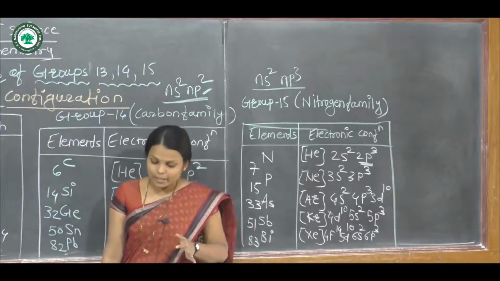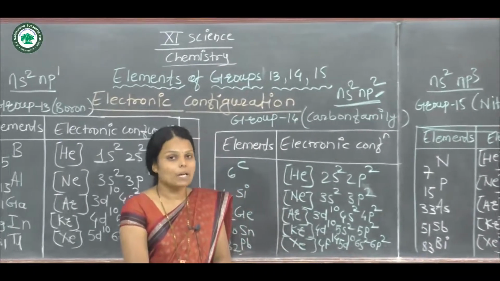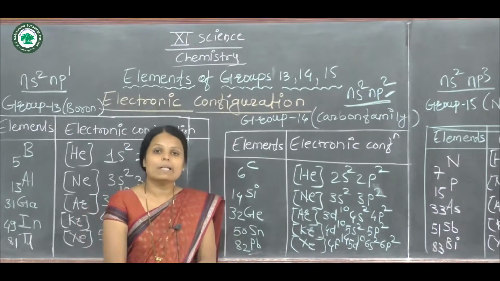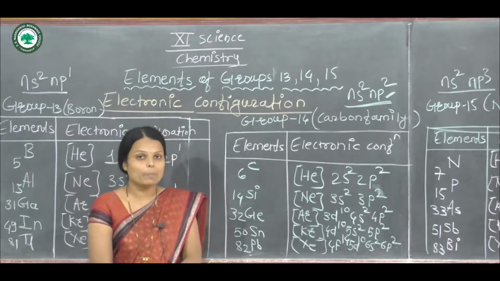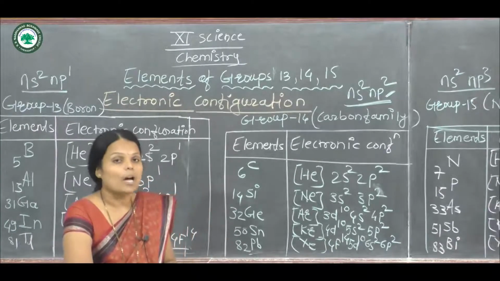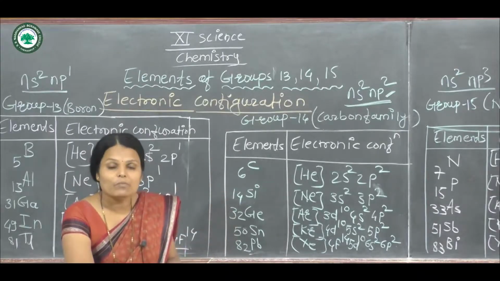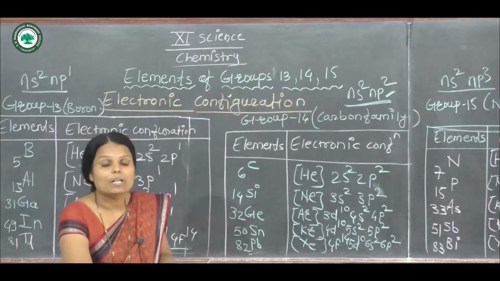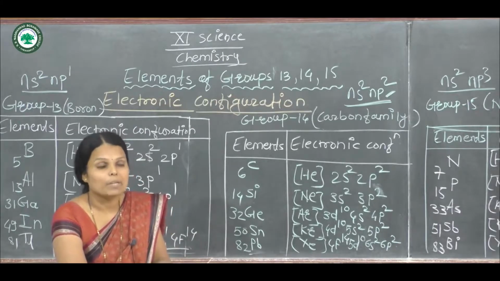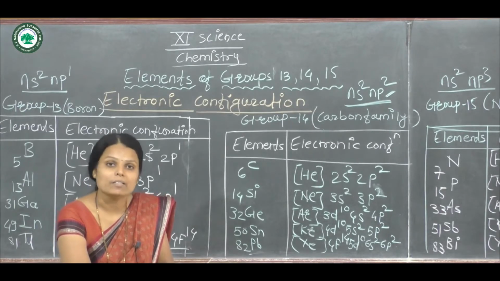Now the electronic configurations of groups 13, 14 and 15 are completed. In this chapter we also discussed the introduction of groups 13, 14, 15, the names of the families and their elements. The physical properties and chemical properties are remaining. Those physical properties we will discuss in the next lecture.